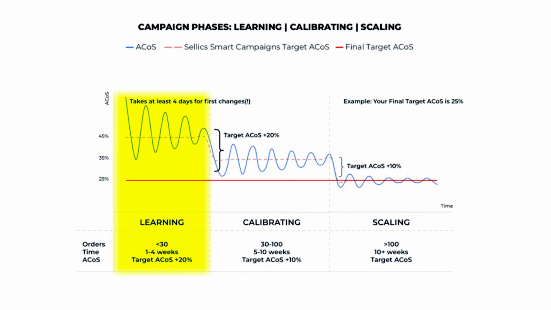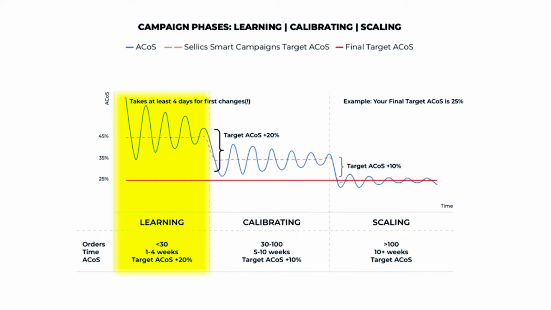Now, as I say, average time is this is going to take between 1 to 4 weeks, but of course that does depend on your budget. The higher the budget, the more orders that are coming through the smart campaigns, the more data there is going to be to assess. So it is variable, but this is a guide we like to give.